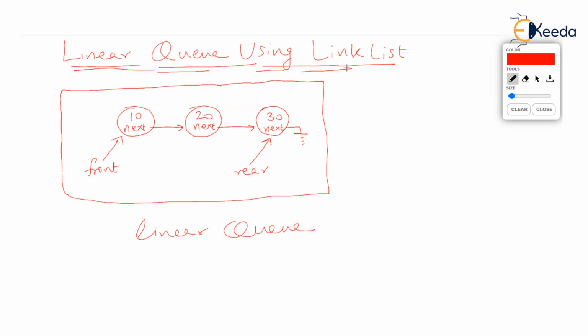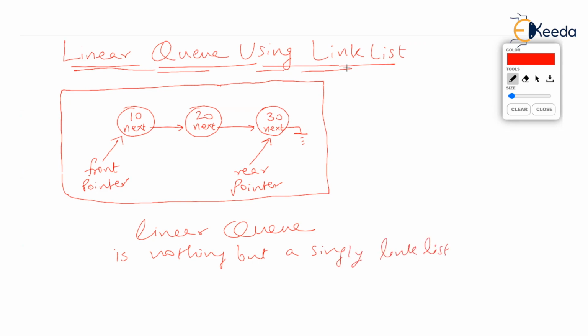So there is a pointer called front. The front pointer is pointing to 10, and 30 was inserted last, so the rear pointer is pointing at 30. So a linear queue is nothing but a singly linked list. Just create a singly linked list, but using two header pointers.